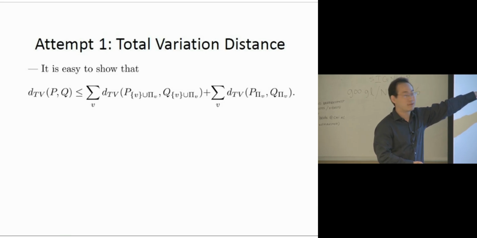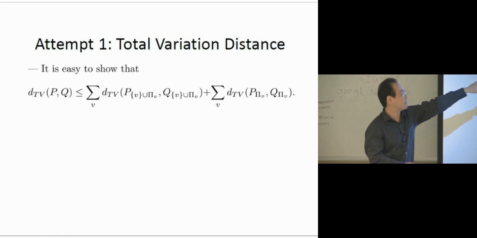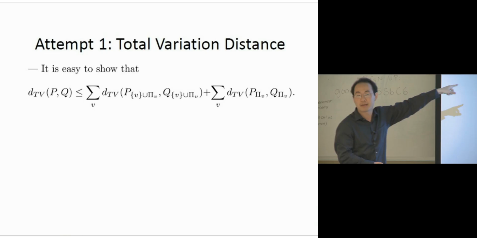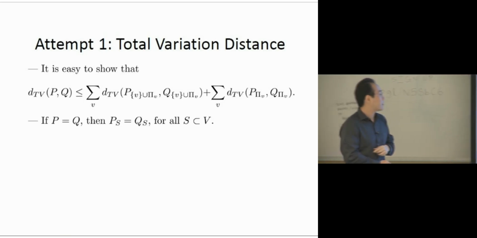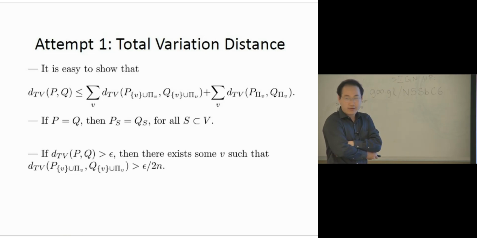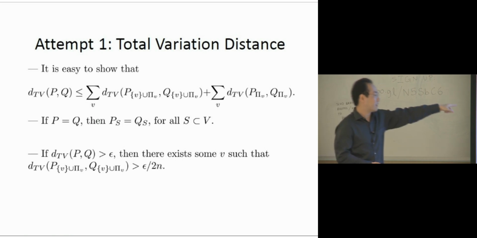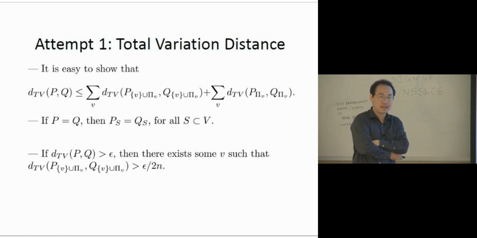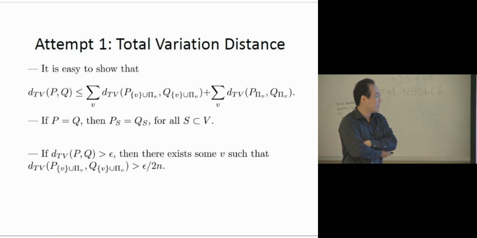Pi V is the set of parents, so the neighborhood of V. The second term doesn't really matter because it is dominated by the first term. So given this, we can argue that if P is actually equal to Q, then the marginals of P and Q on S are of course the same for any subset S. But if P and Q are at least epsilon away from each other, then we can find a witness V so that the distance between P and Q on this neighborhood of V is also significant.